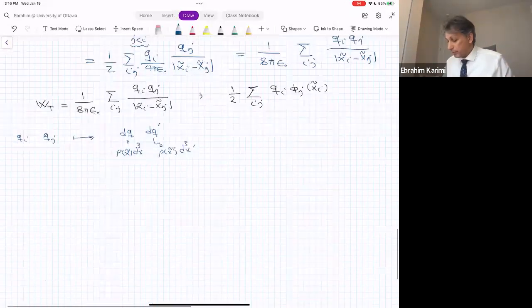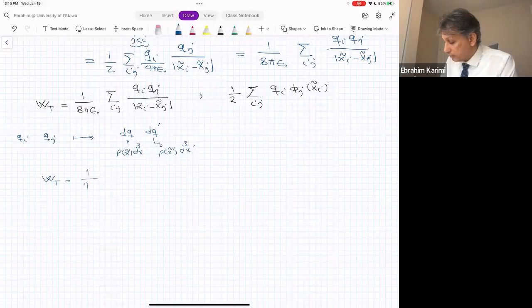Let's do the replacement and find out what's going on with the work. So work now is given by 1 divided by 4 pi epsilon naught, sorry, 8 pi epsilon naught. I have 2 summations on i and j, which means 2 integrals on x and x prime. So it will be the integral of d3x, integral of d3x prime. Now the charges are replaced by the charge densities: rho of x and rho of x prime divided by x minus x prime.